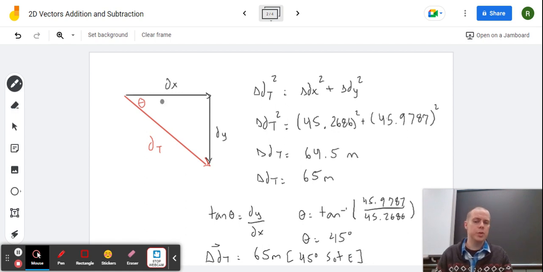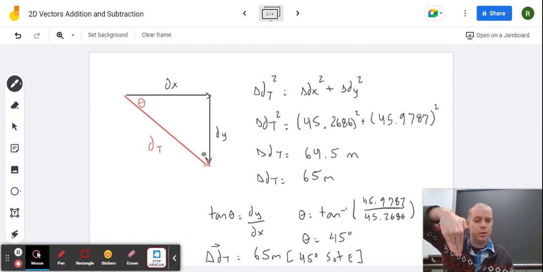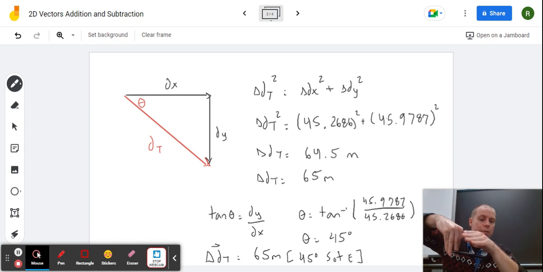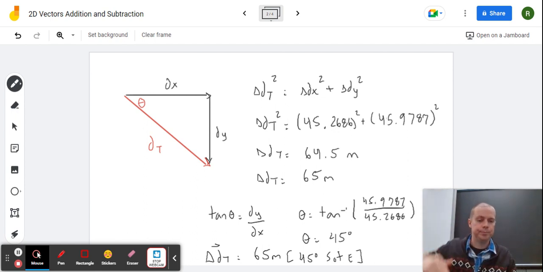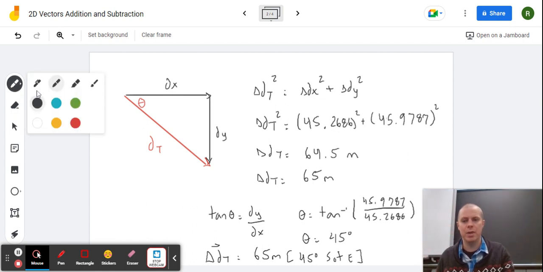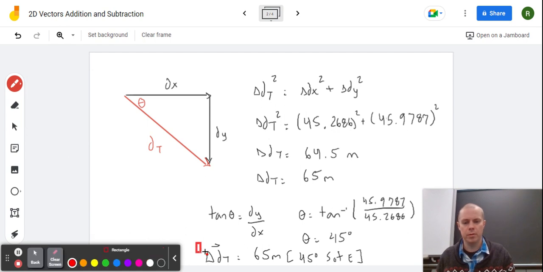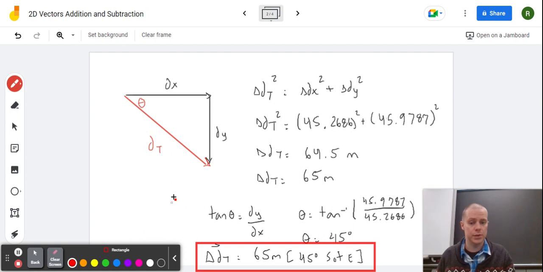Okay. And if you drew these in a different order, if you drew the y first and then the x, you'll get the same numerical answer, but you'll be framing your angle differently. Because you'll be framing it from the south instead of from the east. But you would get the exact same answer that I got. So there is your final answer.